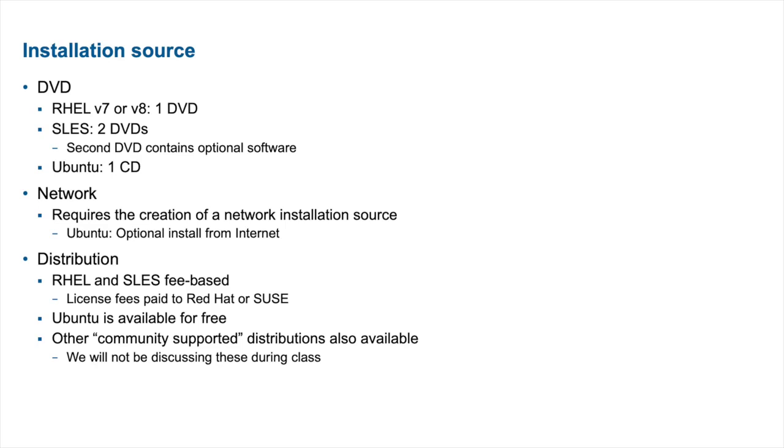Ubuntu is available for free without support. RHEL and SLES are fee-based with license fees going to Red Hat and SUSE respectively. And there are other community-supported operating systems which will run on Power, but we don't talk about those so much in the course. Next, we'll talk a little bit more about installation details.